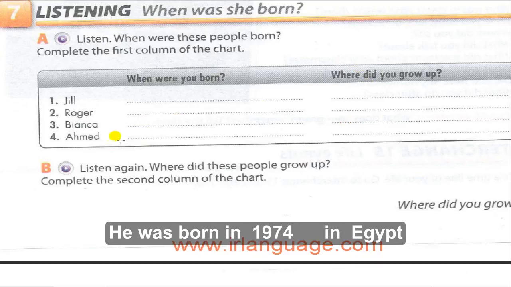Number 4. Ahmed. Where was Ahmed born? He was born in 1974. Where did he grow up? He grew up in Egypt. He was born in Egypt. But he traveled to France. Last year he traveled to France. What's his job? He's an architect, an architect and engineer. Again, Ahmed. When? 1974. Where? Egypt.